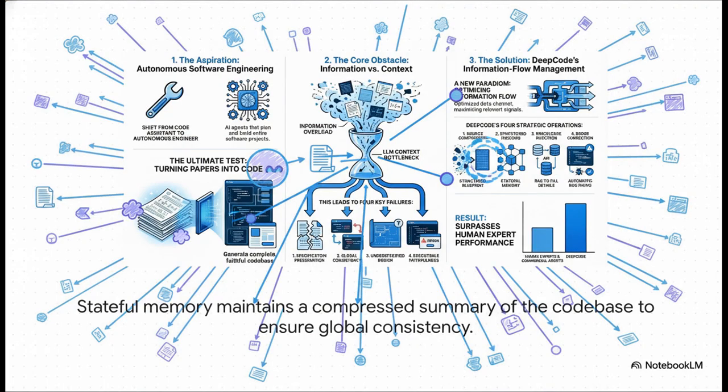This is done with something the paper calls stateful memory. It's pretty clever. Every time a new file is created, it gets summarized into its essential parts. What does it do? What's its public API? What are its dependencies? That summary becomes a little node on the project map, giving the AI just enough context to maintain that global consistency without getting overloaded.